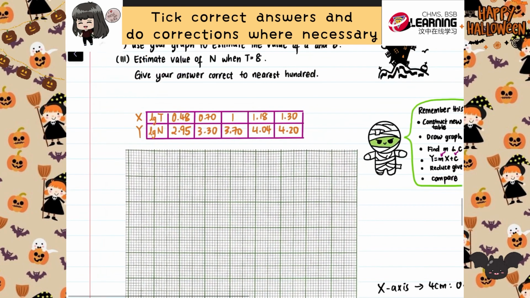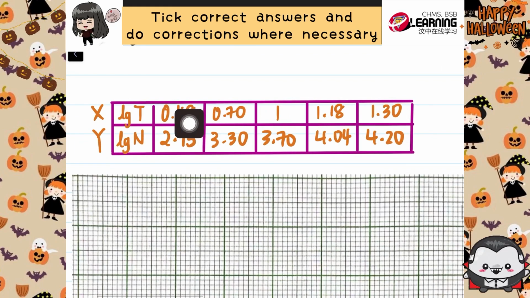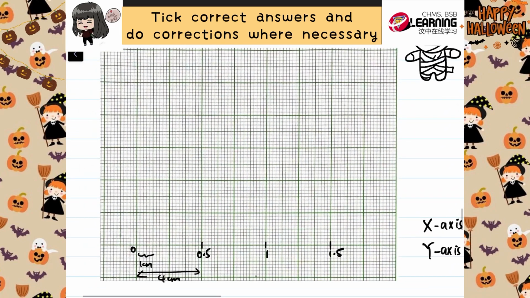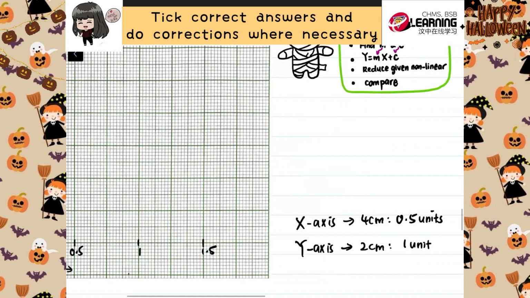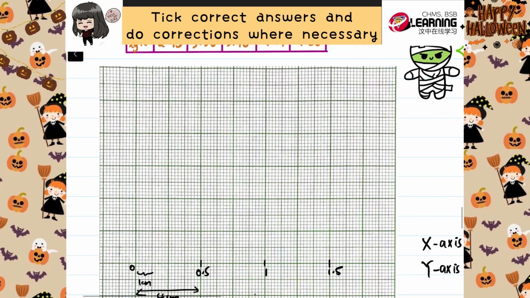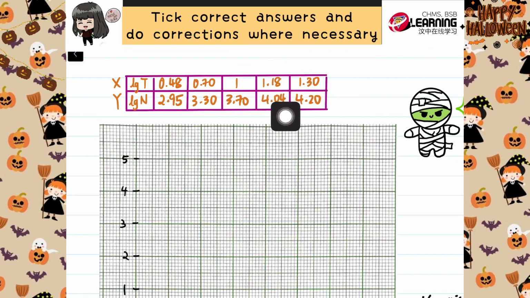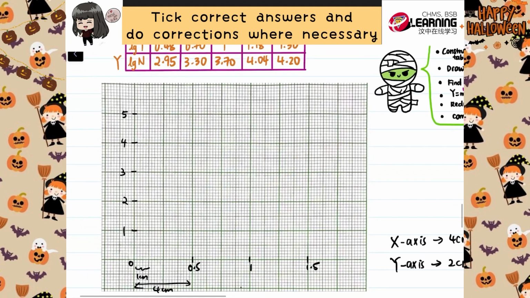Okay, always look at the highest value here. The highest value for your x-axis is 1.3, so I stop at 1.5 here. And for my y-axis, I put 2 cm to 1 unit, so 2 cm to 1 unit means here like that: 1, 2, 3, 4, 5. Why until 5? Because you see my highest value is 4.20, so I put until 5. Then I use a ruler to draw my x and y axis.